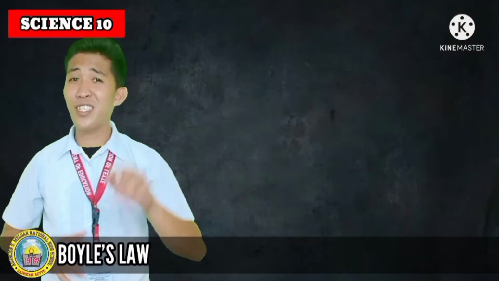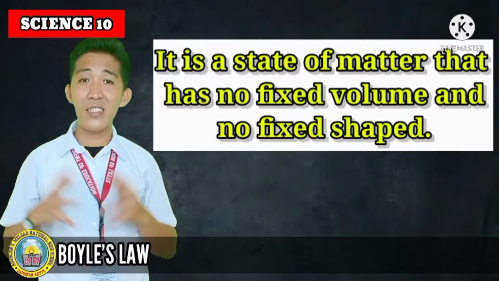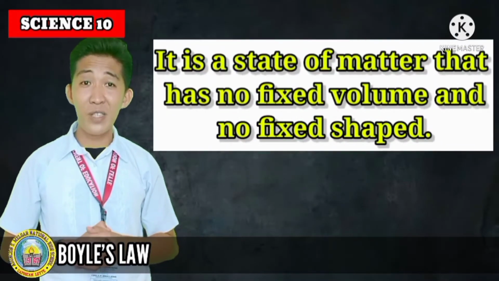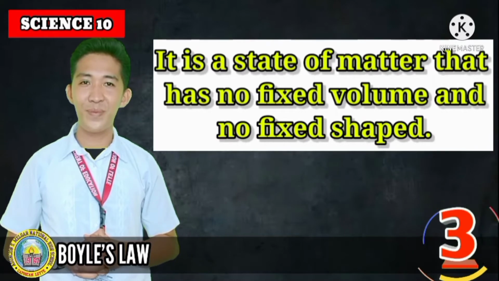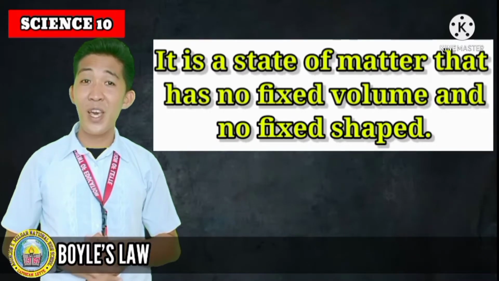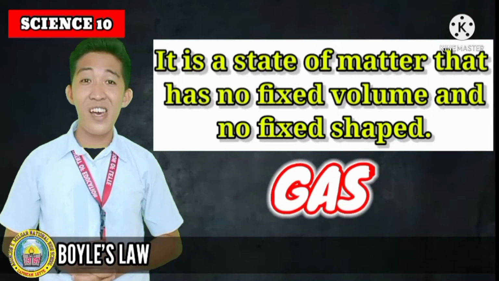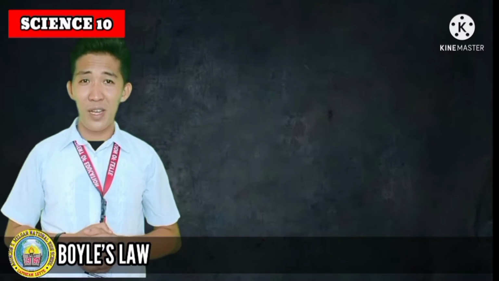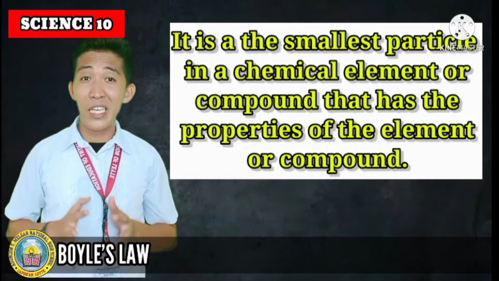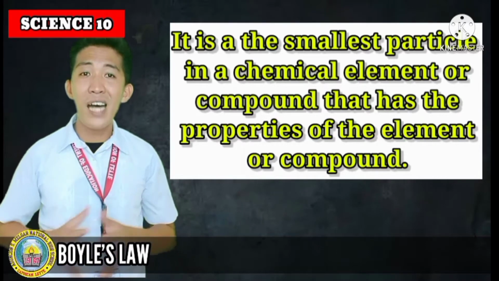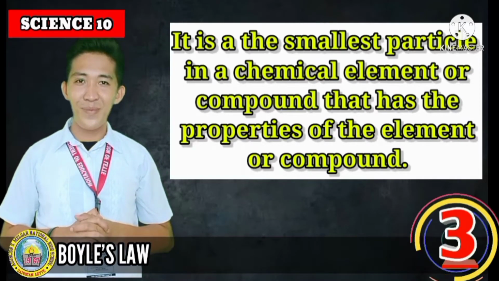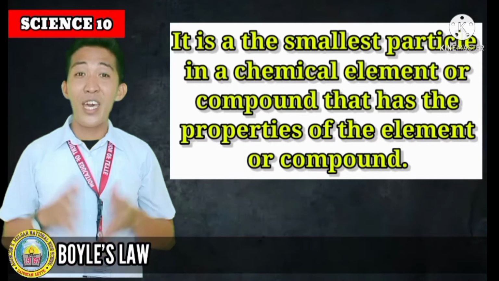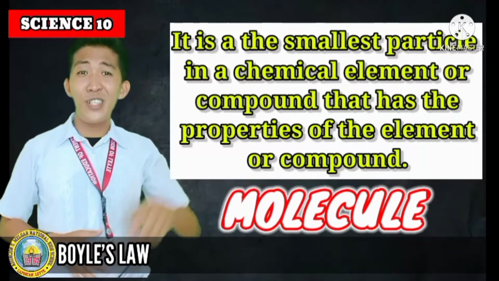Moving on to the fourth description. It is a state of matter that has no fixed volume and no fixed shape. If your answer is gas, very good! Moving on to our fifth description. It is the smallest particle in a chemical element or compound that has the properties of the element or compound. If your answer is molecule, terrific!